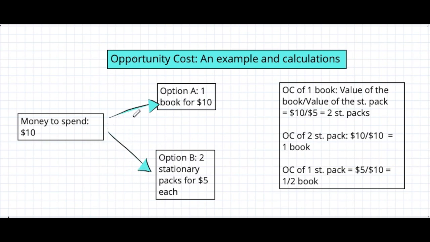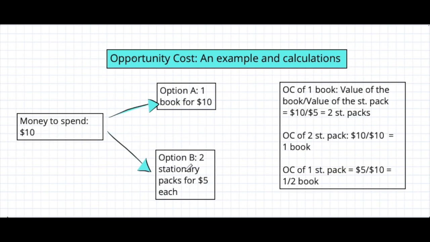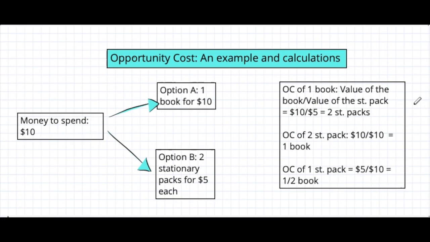So for instance, if I do go ahead with choosing option A, which is buying a book, the opportunity cost of this option will be, with the same amount of money, the two stationery packs that I could have bought. Similarly, if I go ahead with option B, which is to purchase two stationery packs, the opportunity cost of option B would be the benefit or the value that I could have received had I spent this money on purchasing a book. Let us now refer to its calculations.